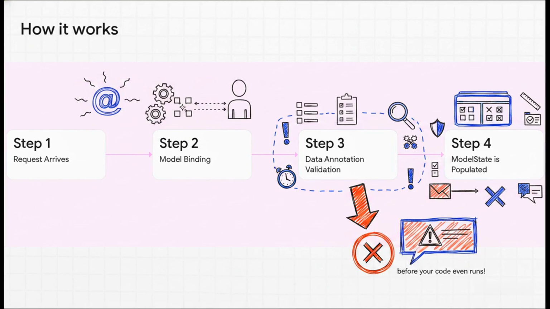It's like a built-in checkpoint. So a request comes in, the framework grabs the data, and tries to fit it into your model. Then, and this is the magic part, before your code even sees it, it runs all those data annotation checks. All the results get tucked into this thing called ModelState. If anything fails, bam, it automatically stops everything and sends back a bad request response. Your controller code doesn't even have to lift a finger.